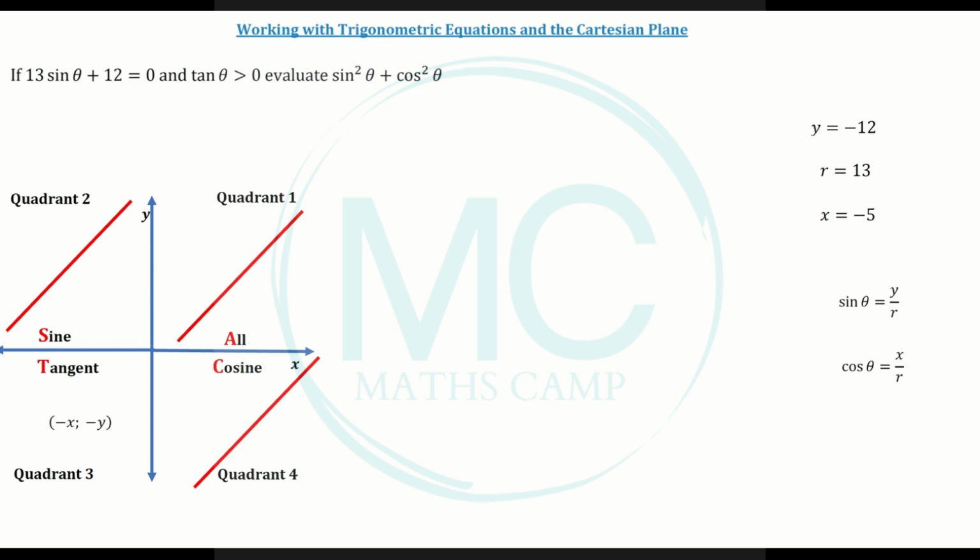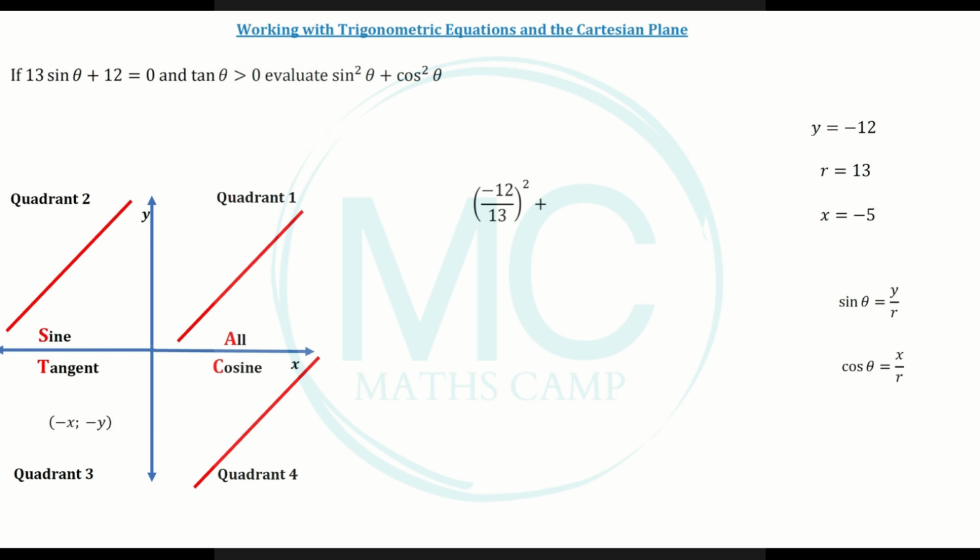Now we can look at sine squared plus cos squared. We know that sine is y over r. In this case, y is equal to negative 12 and r is equal to 13. So we can say negative 12 over 13. We're looking at sine squared theta, so let's put a bracket around our fraction and square it.